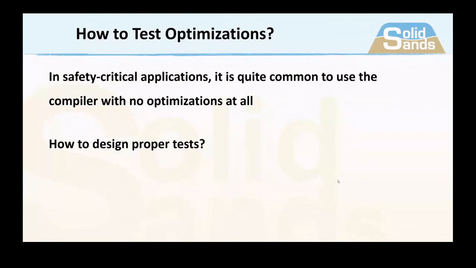However, like I said, we still don't know whether the optimizations are correct. And therefore, in safety critical applications, it is quite common to use a compiler without optimizations at all, because it's simply too risky to use compiler optimizations if you're not sure whether the compiler is doing the right thing. So that is why we dove into investigating how we can design proper tests for optimizations. And let me illustrate why that is so important first.